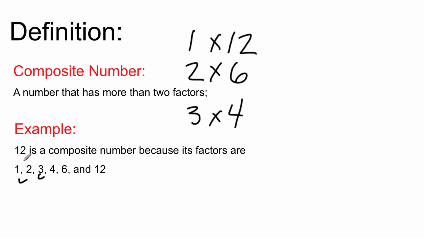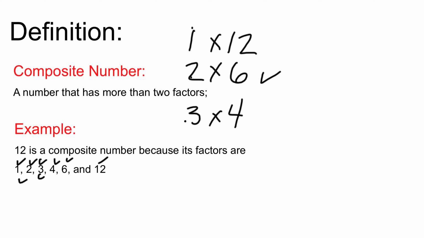I'm still trying to get used to this pen, so these check marks aren't going where they're supposed to go. There we go. And there are your factors: 1, 2, 3, 4, 6, and 12. That makes it a composite number, more than two factors, and that's what you write down. A composite number is a number that has more than two factors. So you're going to write this down and use this example as part of your notes. Good?